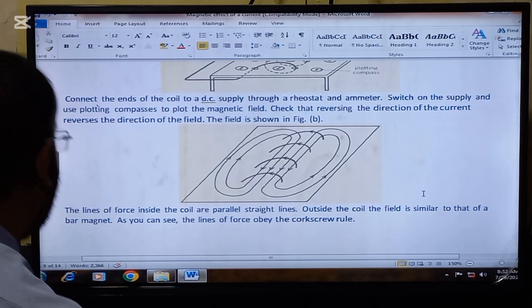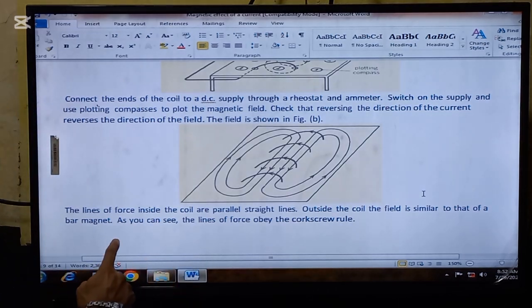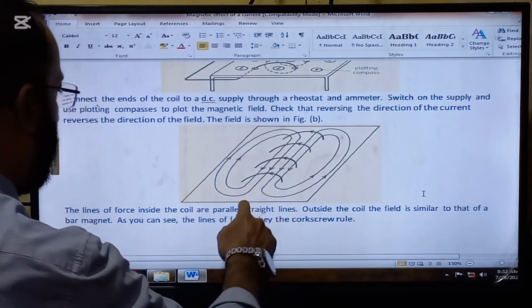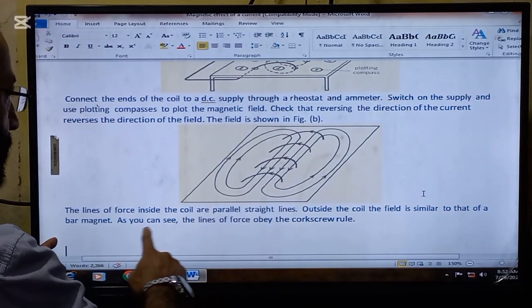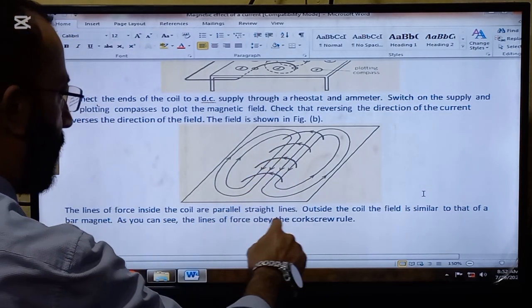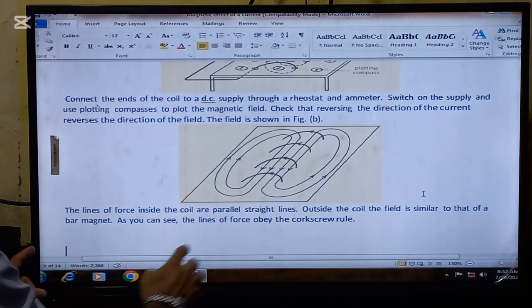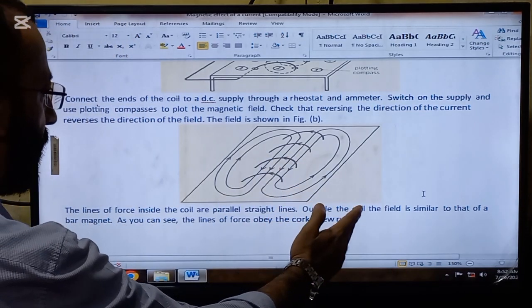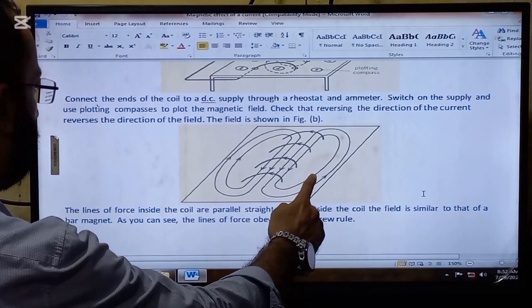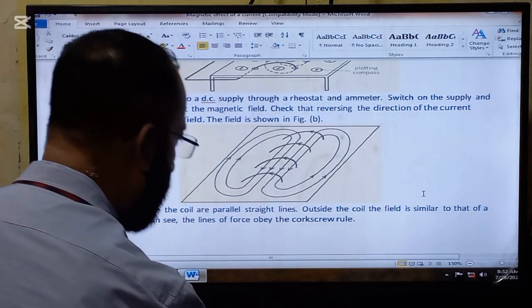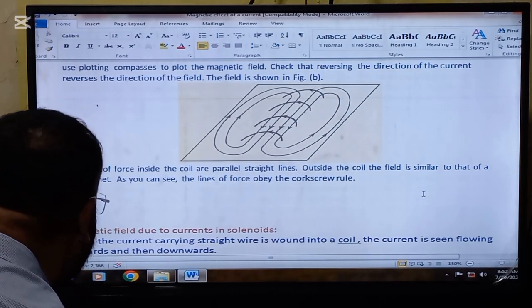Here is another point to be noted. The lines of force inside the coil are parallel straight lines. Outside the coil, the field is similar to that of a bar magnet. As you can see, the lines of force obey the corkscrew rule.